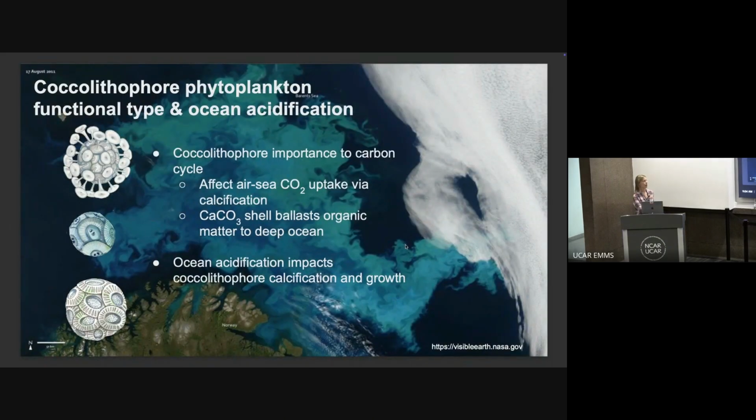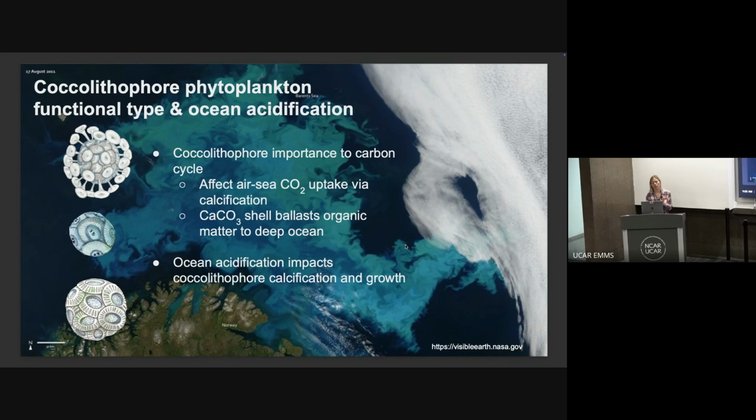And so next I'll talk about the coccolithophore functional type that's going to be in CSM3. Coccolithophores are calcifying phytoplankton, and they make these beautiful calcium carbonate shells. I've put some of my illustrations along the left-hand side of the screen, and the background is an image from NASA of a coccolithophore bloom in the North Atlantic.